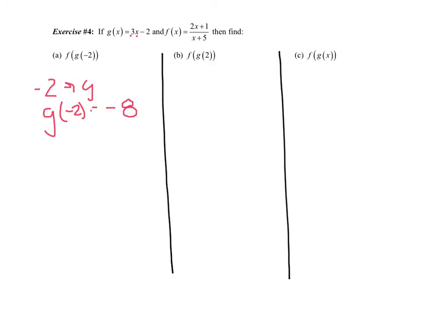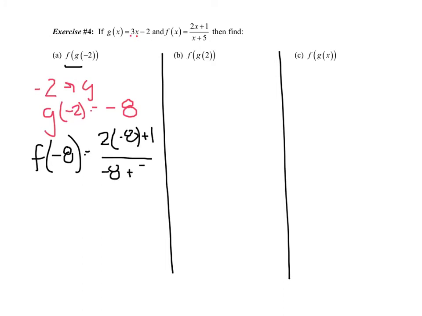Now I'm going to go backwards, f of negative 8. So I'm going to carefully substitute that in. Watch your parentheses. 2 times negative 8 plus 1 all over negative 8 plus 5. So I get f of negative 8. On the bottom I get negative 3. 2 times negative 8 is negative 16 plus 1 is negative 15 for a total of positive 5.